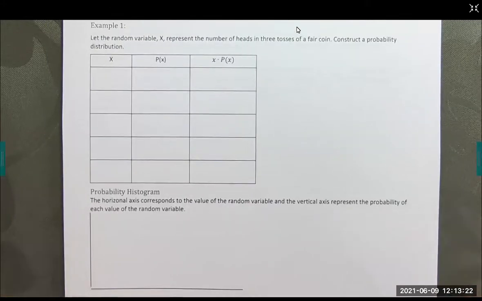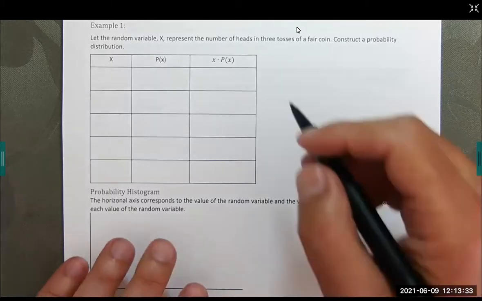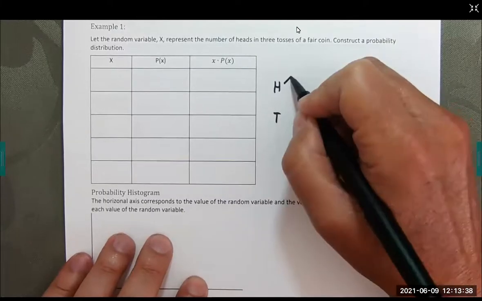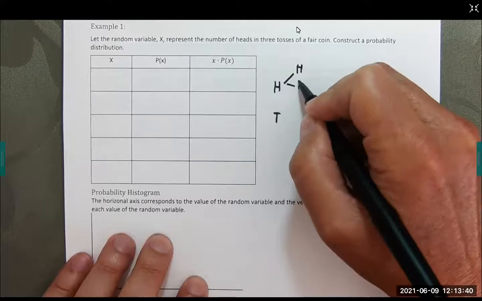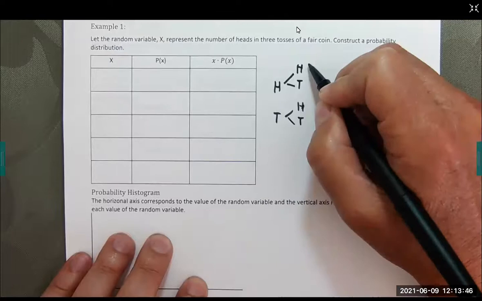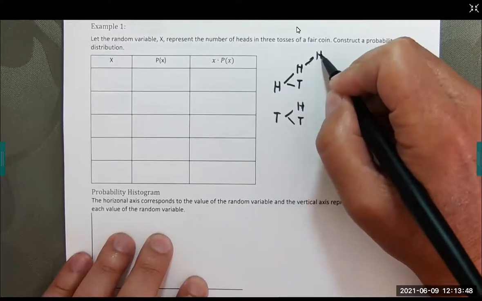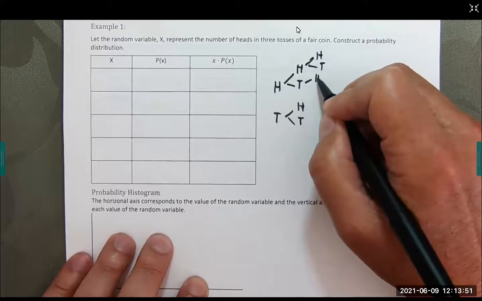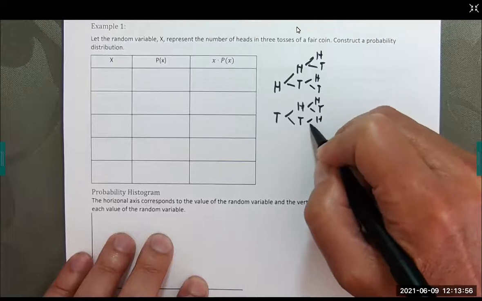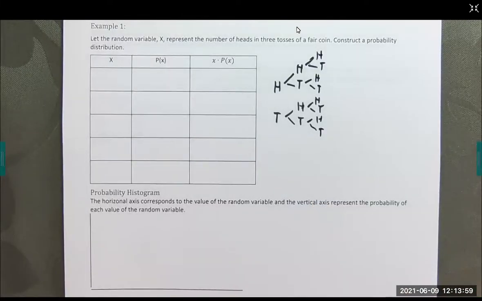Example 1. Let the random variable capital X represent the number of heads in 3 tosses of a fair coin. Construct a probability distribution. I'm going to write out the sample space first. First toss, it could be a heads or a tails. Second toss could be a heads or a tails. Third toss could be a heads or a tails. And so let's write out all of the outcomes.